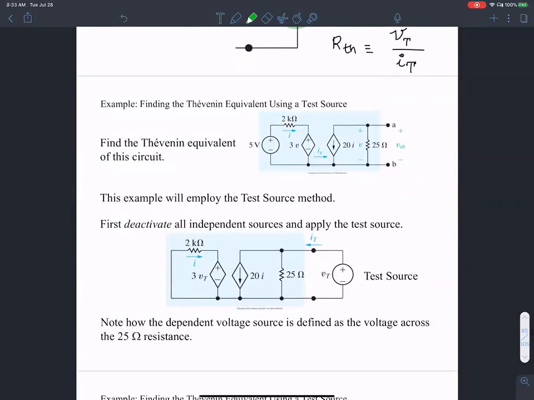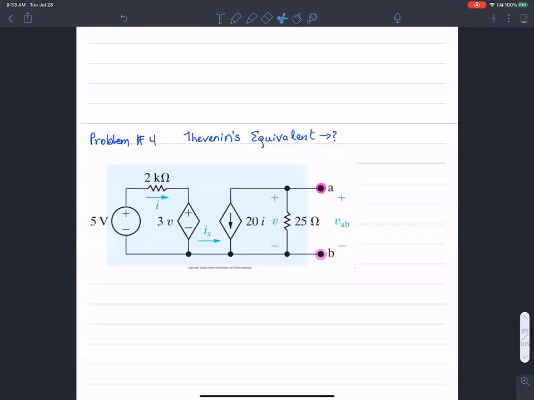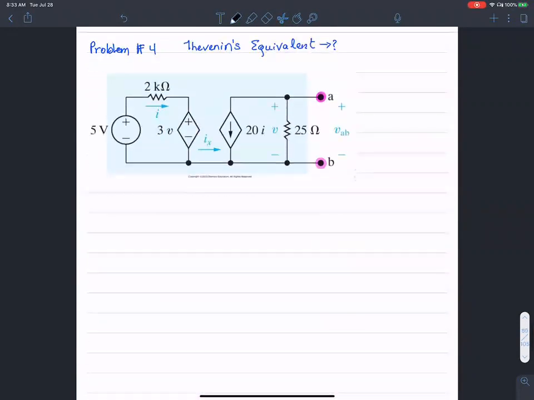Let's see, just give me 1 second. Okay, let's see if we can find the Thevenin's equivalent of this guy. So the idea is find the Thevenin's equivalent of the circuit.